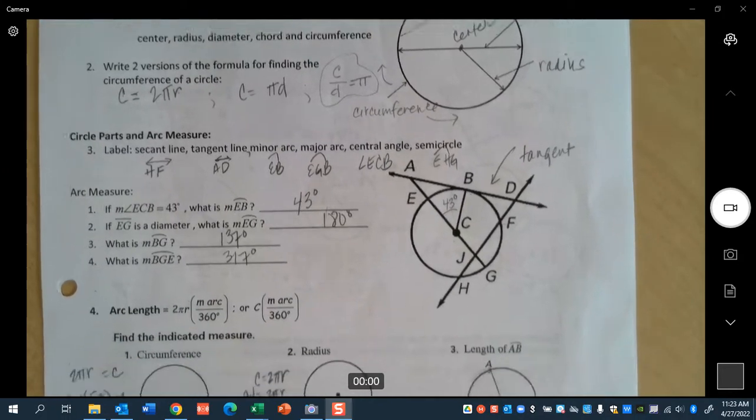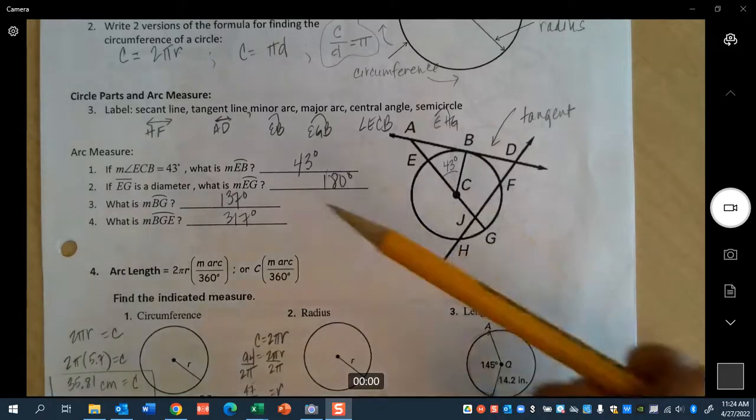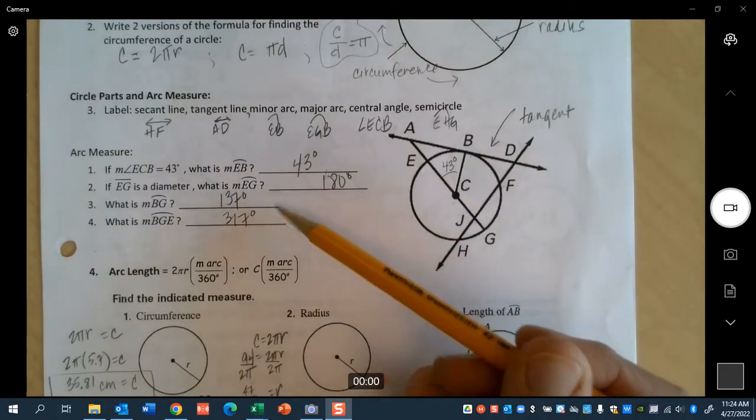All right, when we talk about arc measures, whether we're talking about secants, tangents, minor, major arcs, central angles, or semicircles, you need to know what part of that circle we're talking about. Any questions on those? About arc measure, the diameter, and make sure you know the difference between when we're talking about a minor arc and a major arc.